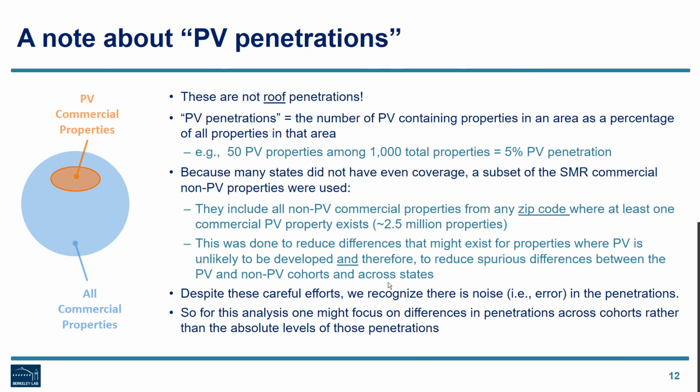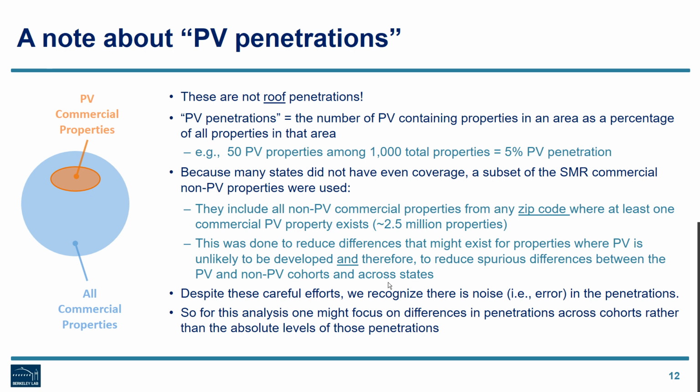One last point about PV penetrations. You'll hear me bring this up repeatedly throughout the presentation. I want to make sure you know that these are not roof penetrations. I know that's a big deal. These are PV penetrations, which means the number of PV-containing properties in an area as a percentage of all properties in that area that are of a similar kind. So a 5% PV penetration would equate to 50 properties amongst 1,000.